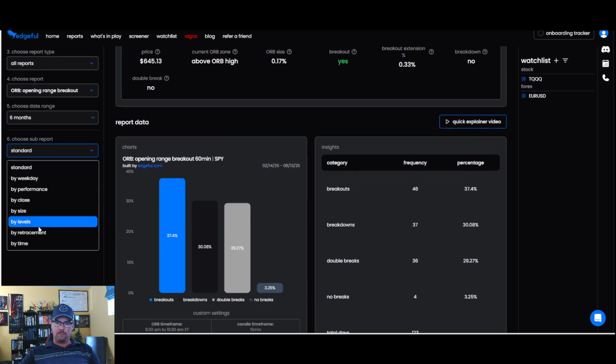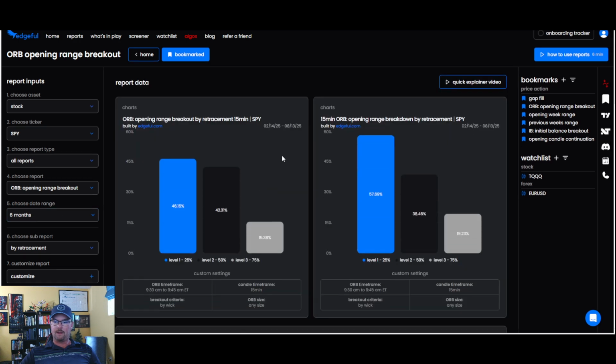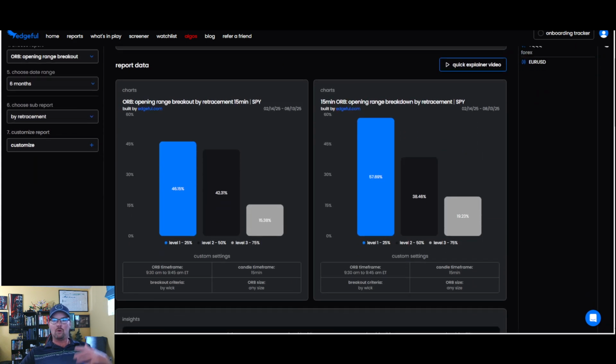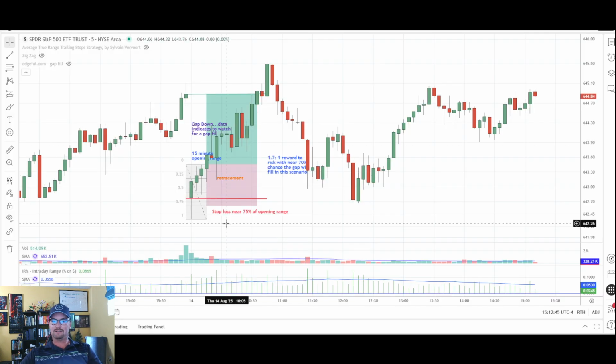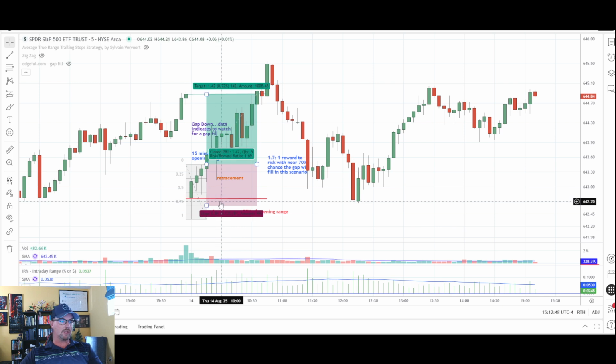Let's go to buy retracement. This shows us that even though there's an upward bias for the opening candle continuation, the opening candle breakout, which again is the 15 minute opening range breakout, that doesn't mean it's going to stay above that opening range. It retraces to the 25% retracement almost half the time. It gets to 50% almost half the time, but you can see by 75% it really drops off. Only 15% of the time will it retrace all the way back to that 75%. So that's not a bad place to put our stop loss.